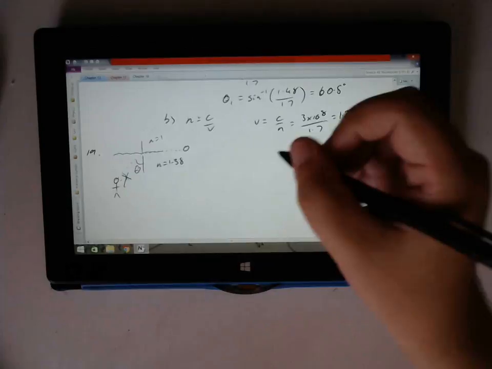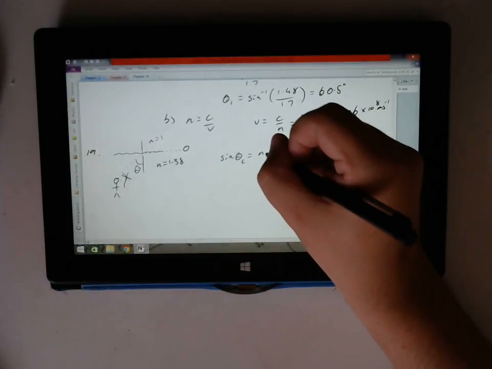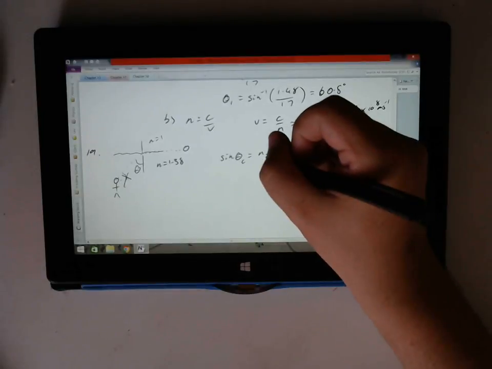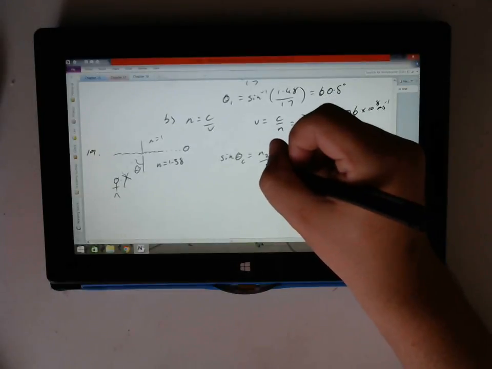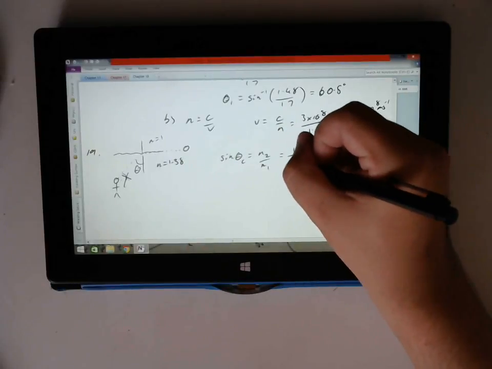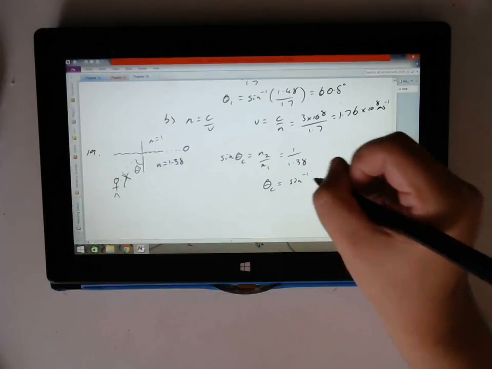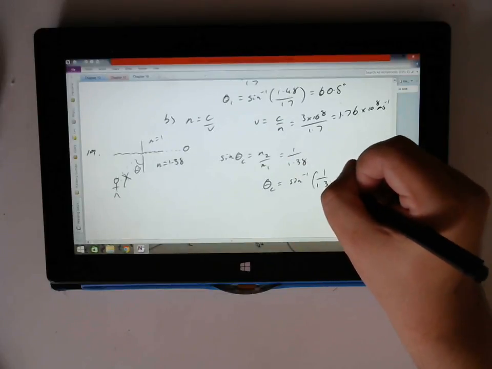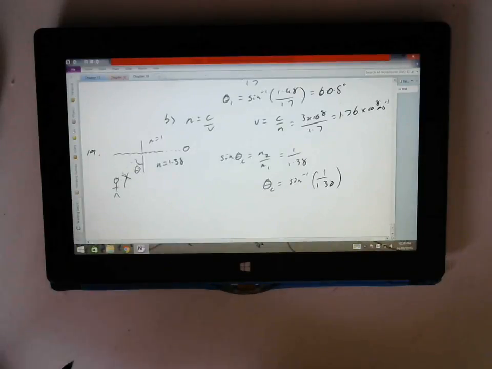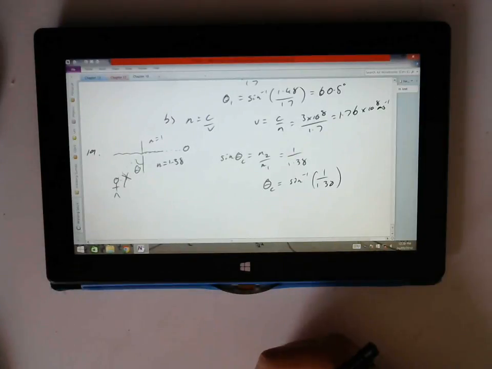So we know that the critical angle equals N2 over N1, yep. N2 was air over 1.38. So theta C will equal the arc sine of 1 over 1.38. 1 divided by 1.38. Take the arc sine. And we get that he gets an angle of 46.4 degrees.